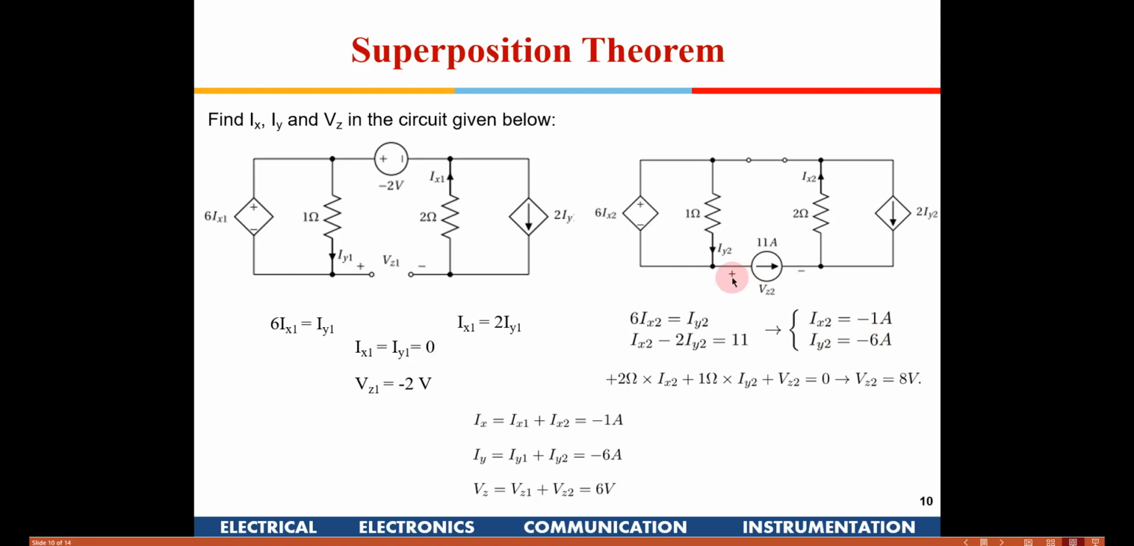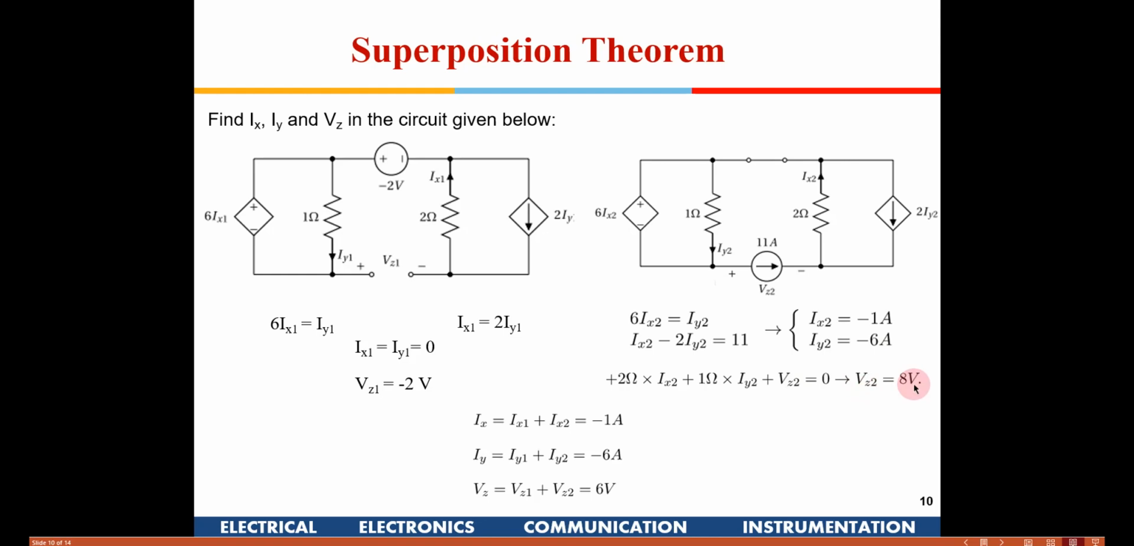Now you also need to compute the value of Vz, as the problem statement is to find Vz. So you have to find out this voltage across. How to find that voltage? If you write a loop equation out here, it is 2 ohms times ix2, then 1 ohm times iy2, and Vz is equal to 0, right? We already have computed the values of ix2 and iy2. If you put these values here, you get the value of Vz as 8 volts, right?